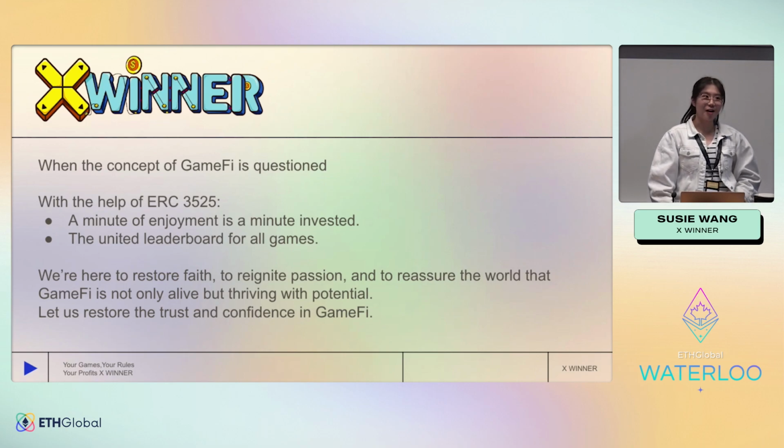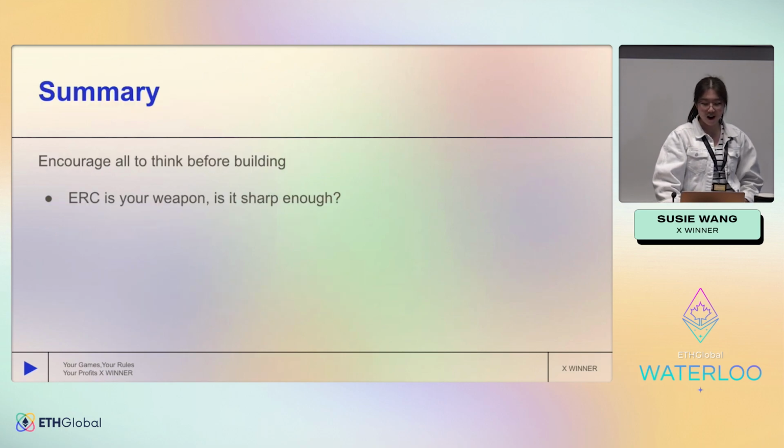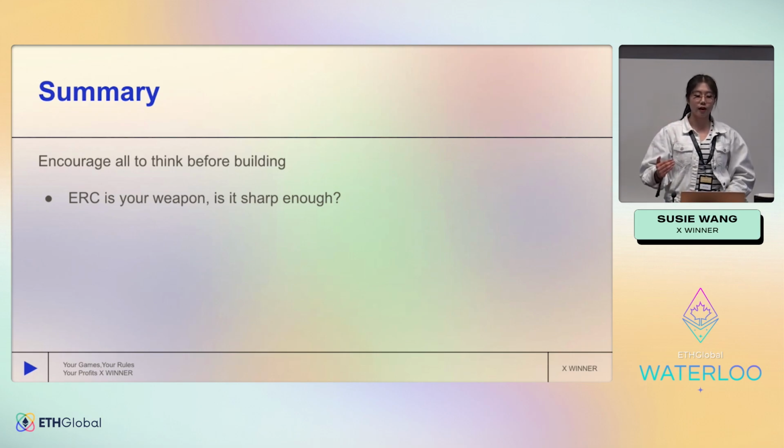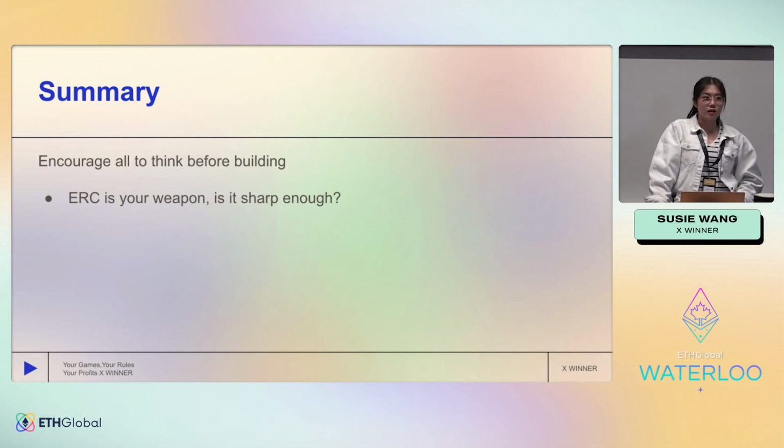And also, I want to encourage you all to think about something. As we mentioned, there are all kinds of token standards in the market right now. You can check the board for all of them. But for builders out there, since ERC is definitely your weapon, you need to think about its function. Whether it's definitely something you need or not, go check them out and see if they're sharp enough for your use case. Thank you so much.